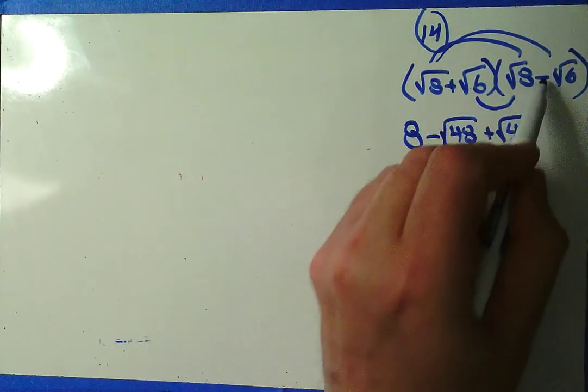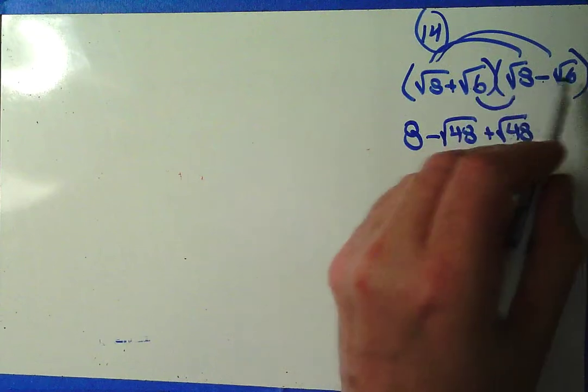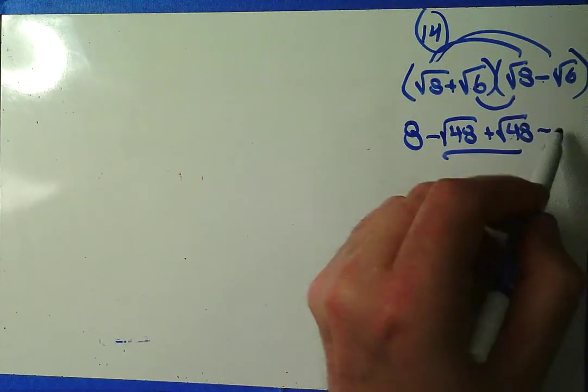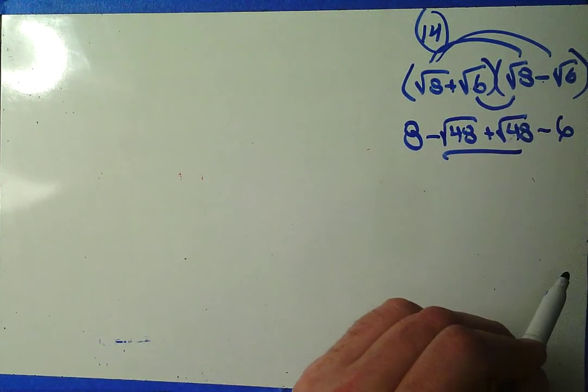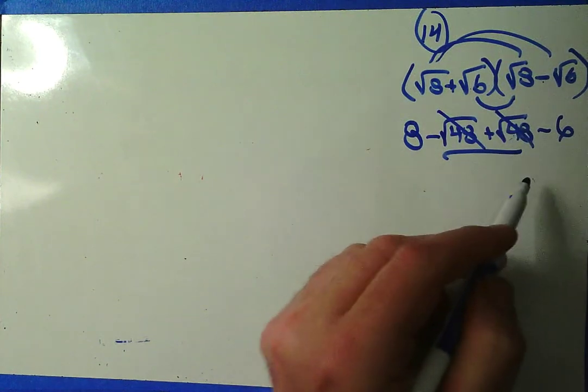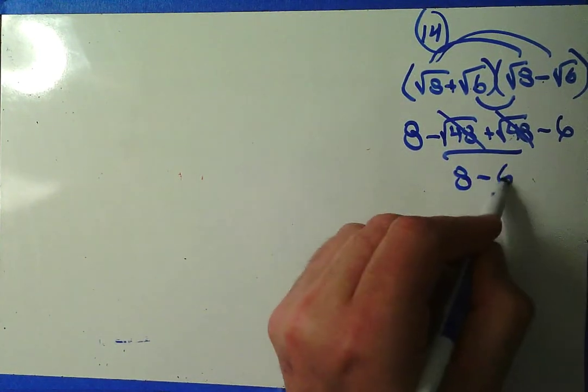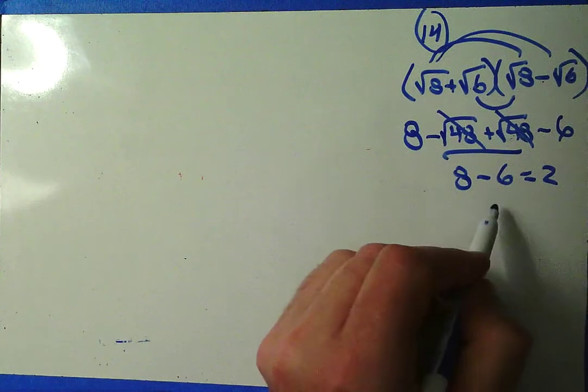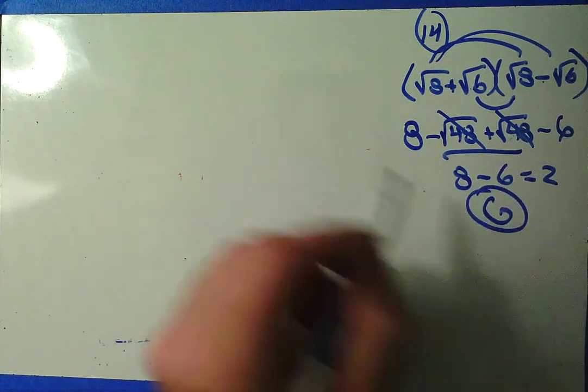And then we've got a positive times a negative for a negative. Root 6 times root 6 is the square root of 36, which is 6. So since these cancel, I end up with 8 minus 6, or 2, and that corresponds to choice G.